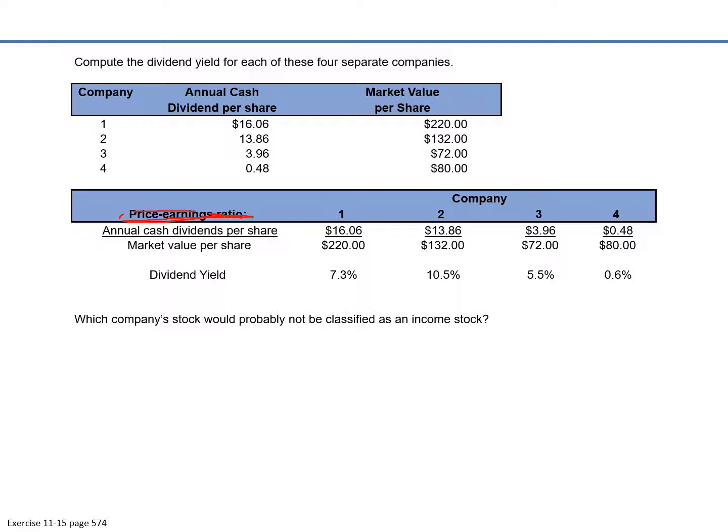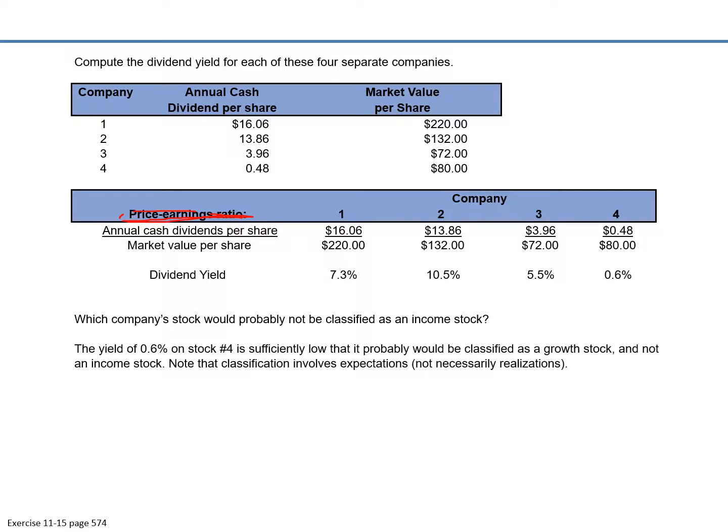So which company's stock would probably not be classified as an income stock? It's going to be the lowest one, right? The one that yields the lowest. So that would be company number 4. That would probably be classified as a growth stock, not an income stock.